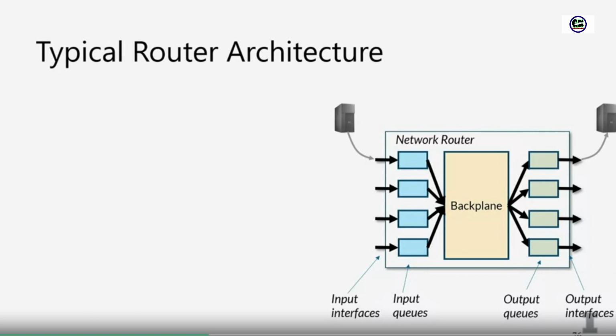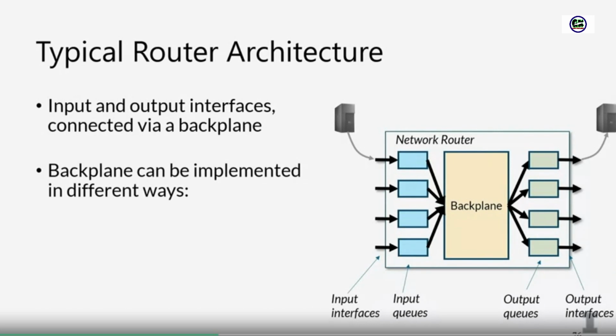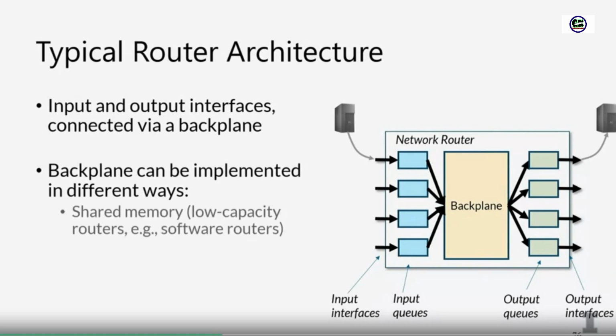So if we look at a typical router architecture, there's a few pieces here. There's input and output interfaces, and they're connected by a backplane. Now the backplane can be implemented in a few different ways. In its simplest form, it could just be shared memory.